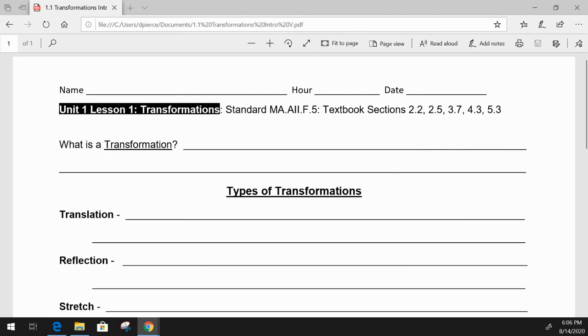Hello. So in this lesson, we are going to be looking at transformations, what a transformation is, and the different types of transformations. So before we begin, make sure you put your name on your paper.